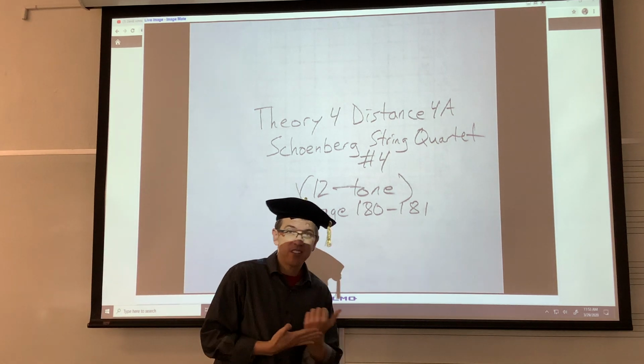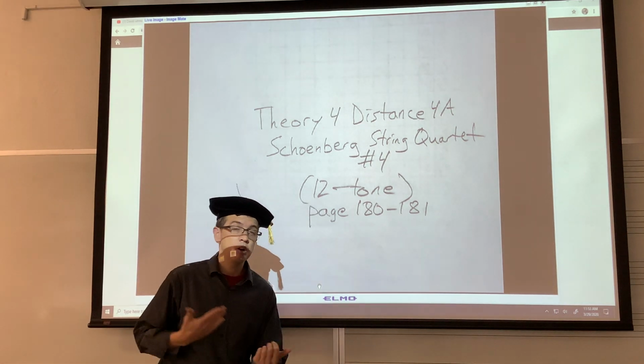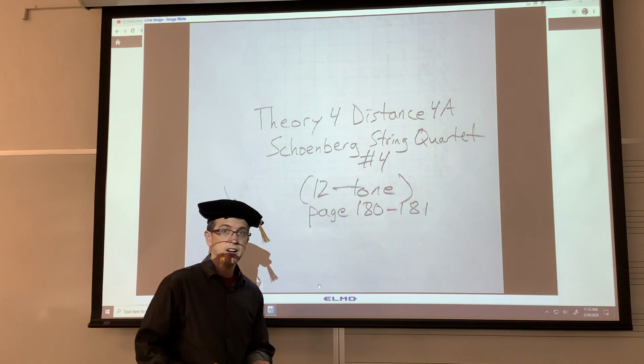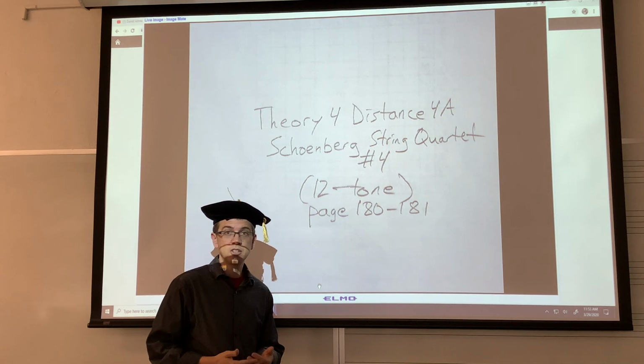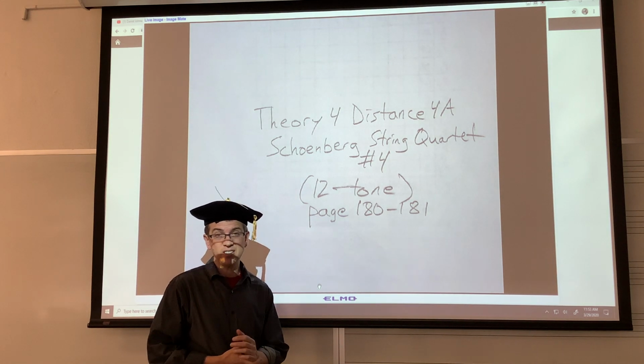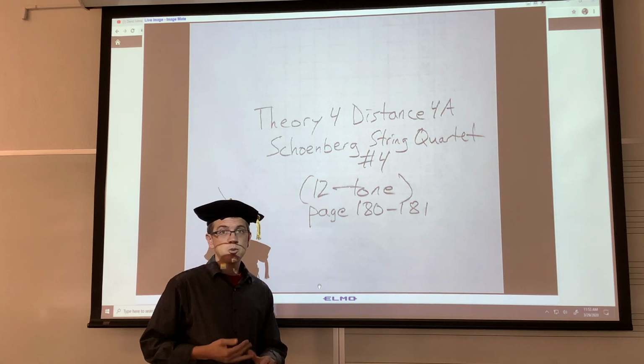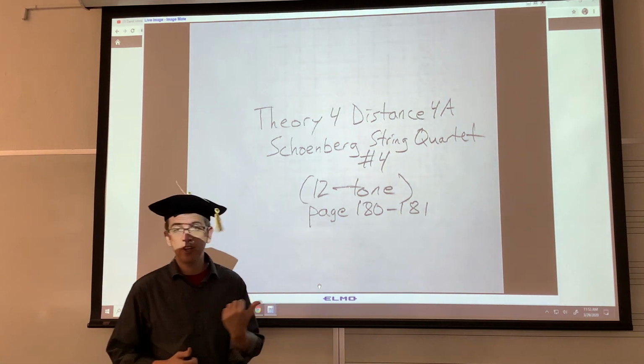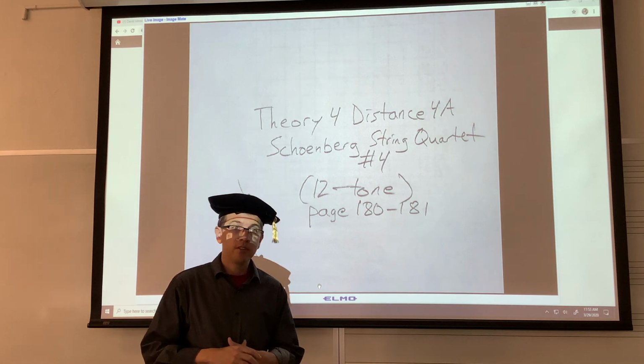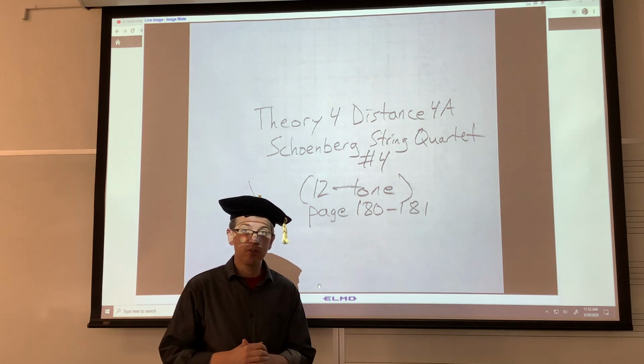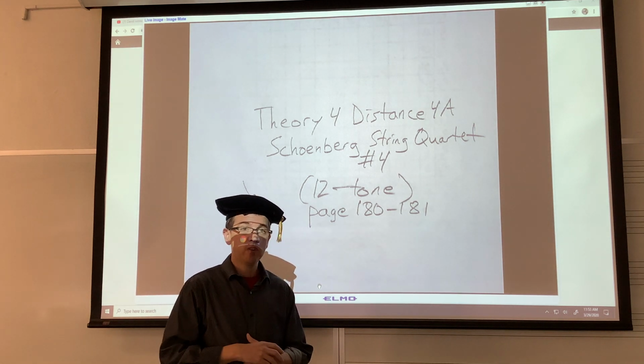Before we have our exam on Friday, we are going to look at two different works that use 12-tone technique. The first work is going to be the Schoenberg String Quartet number 4. The other work is a song by Webern, and that will be in another video.